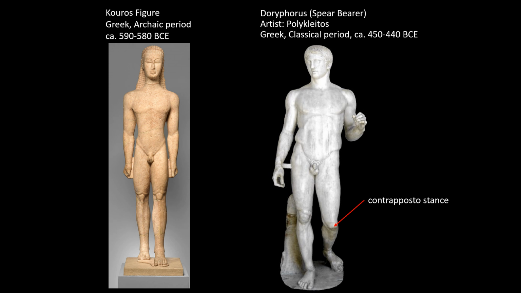Now, this Eastern influence goes away in the classical period, and you can see that as a result, looking at the face of Doryphorus, it looks a lot more realistic and the proportions are correct.